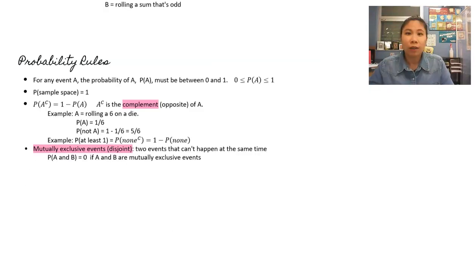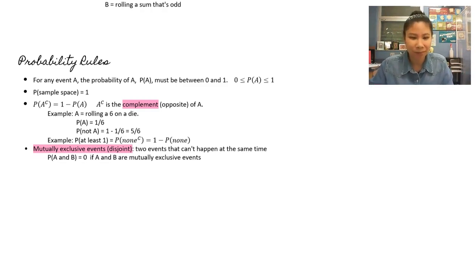The next probability rule has to do with mutually exclusive events. First, mutually exclusive events are 2 events that can't happen at the same time. Another way to call this is disjoint. You'll see it both ways depending on whether you're looking at the textbook or the AP test. They mean the same thing. Disjoint also means that the 2 events can't happen at the same time. So if you have 2 events that are mutually exclusive or disjoint, then the probability of A and B would be 0, because if they can't happen at the same time, then the probability of them happening together would be 0.